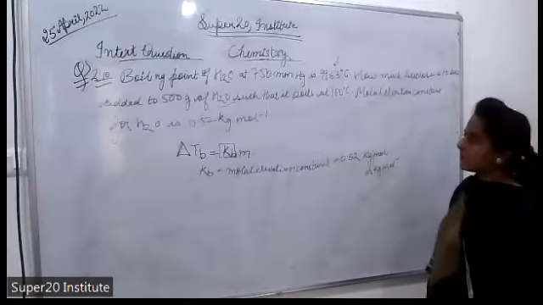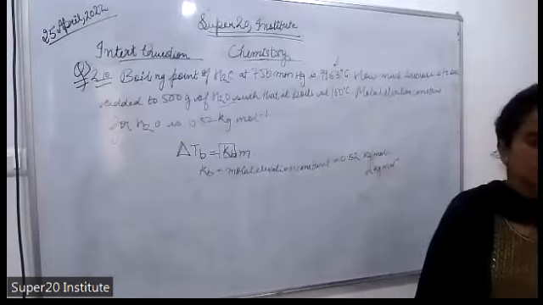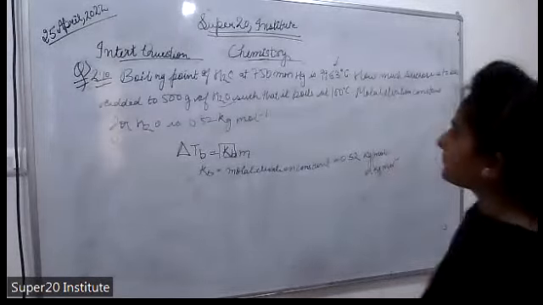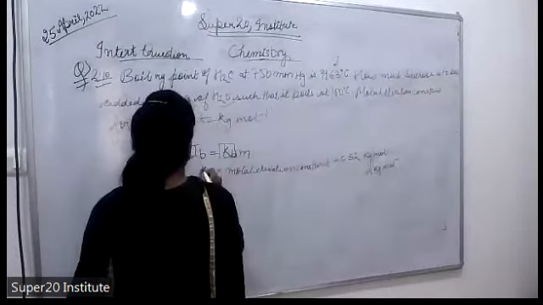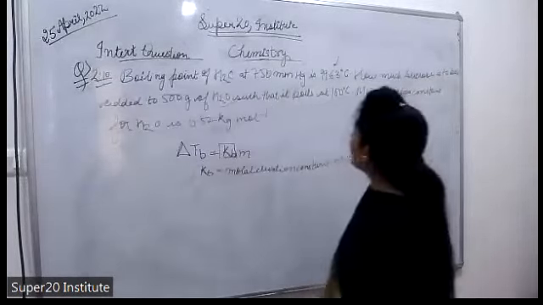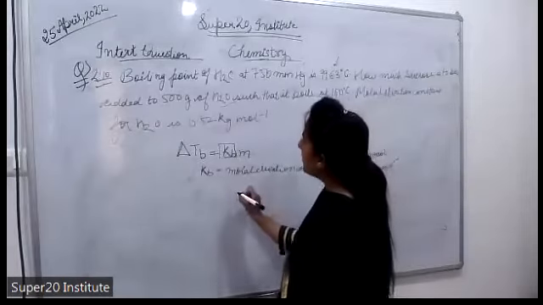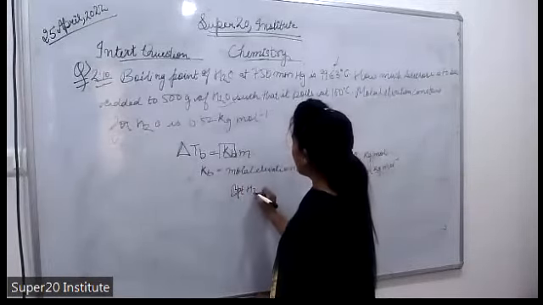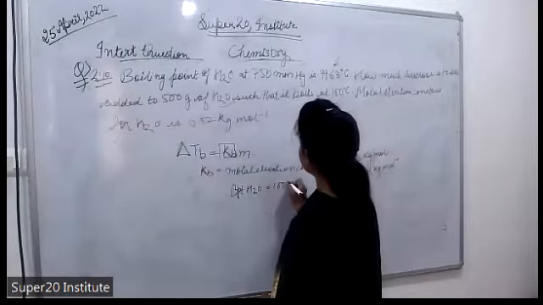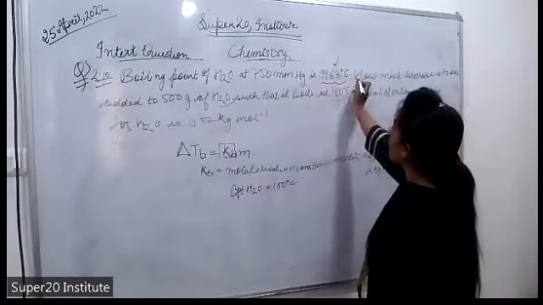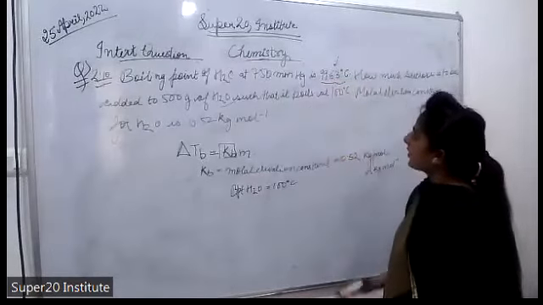Okay. Now, let's see the question. How to calculate delta TB? Delta TB कैसे calculate किया था? What is the boiling point of water? We all know that boiling point of water will be 100 degrees Celsius. Okay, but यहाँ पे क्या given है? 99.63. Okay.